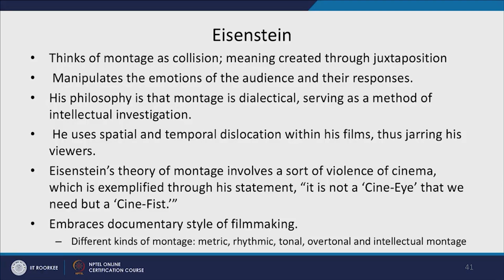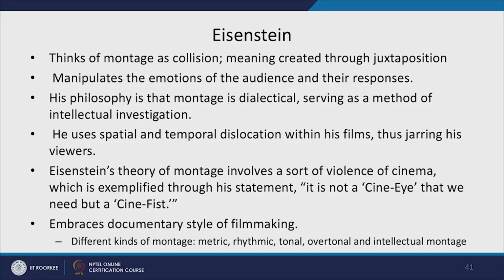The third person who is important to understand the Russian contribution is Eisenstein. He thought of montage as collision and wanted to create meaning through juxtaposition. He manipulated the emotions of the audience and their responses with a very effective use of montage. His philosophy was that montage is dialectical and should serve as a method of intellectual investigation and not just as a film technique to put together certain scenes. So, he used spatial and temporal dislocation within his films and thus often created different types of influences which were sometimes jarring to the viewers.